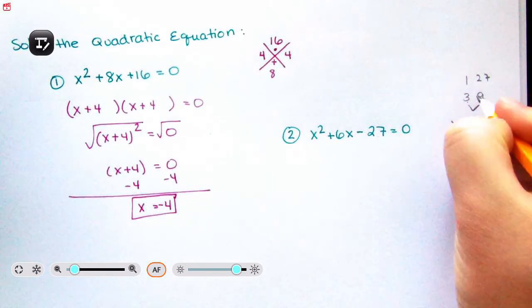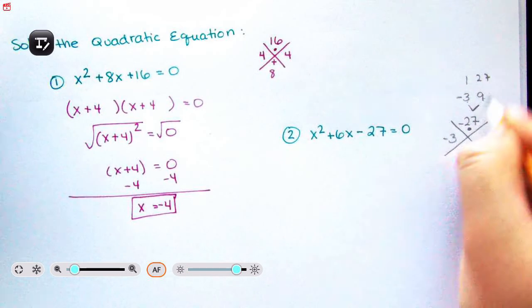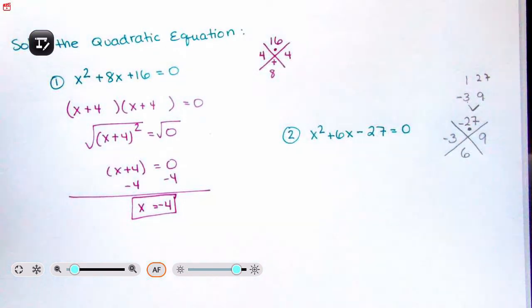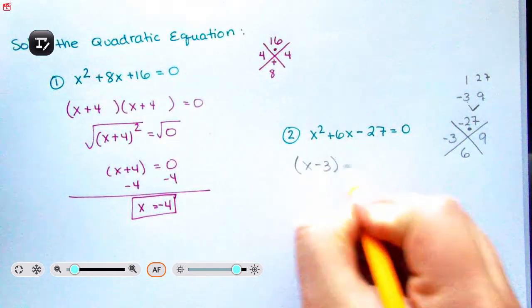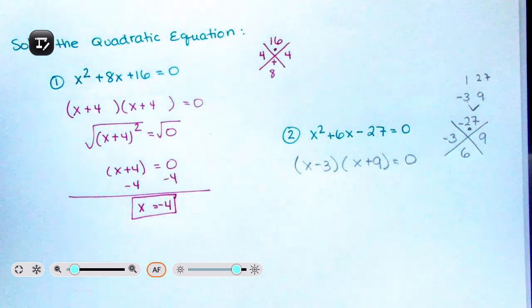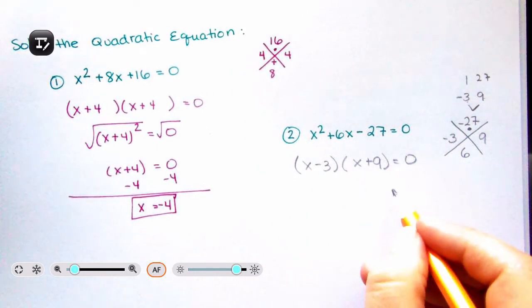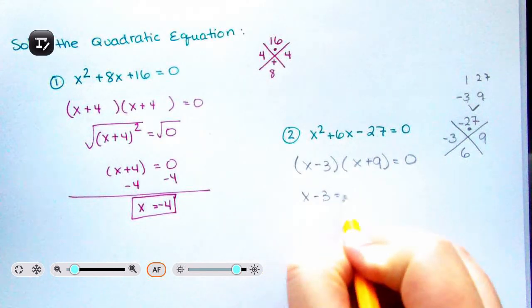Okay, so let's see here. Negative. So I have negative 3 and 9. Doing a happy dance right now. So then we're doing negative 3 and positive 9. Okay, but then what do? Then we're going to set both of them equal to 0.